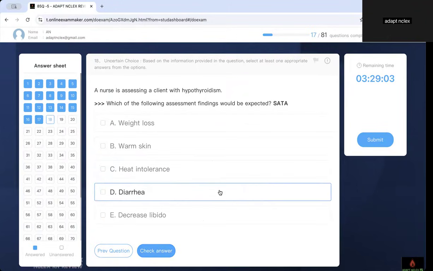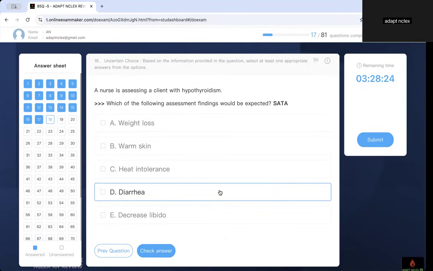Which of the following findings will be expected? A nurse is assessing a client with hypothyroidism. What have you noticed? We've shifted a little bit to endocrine. Today I'm going to make sure I give you every little thing the NCLEX will give you. Endocrine, don't forget about it. It's key.